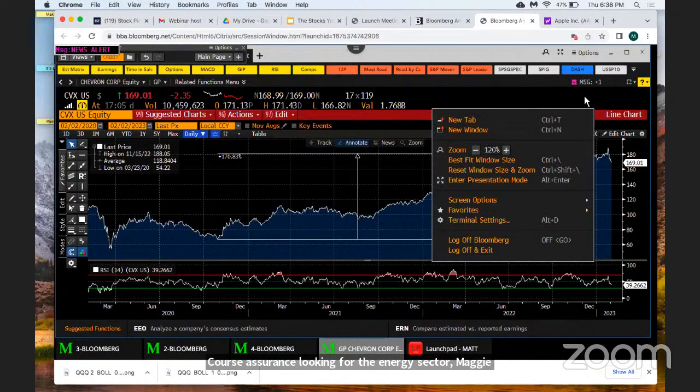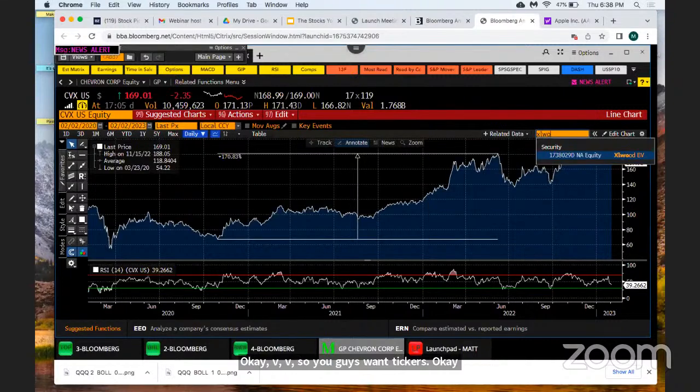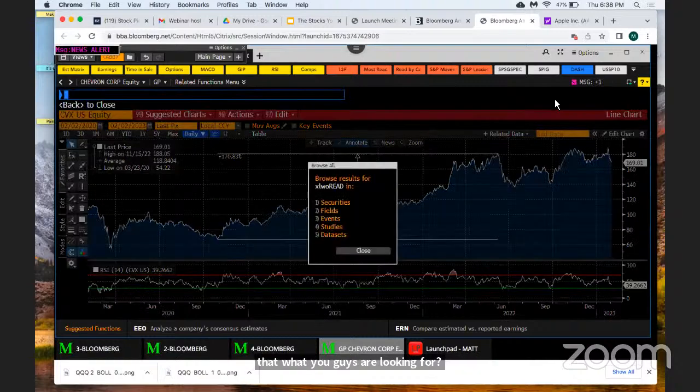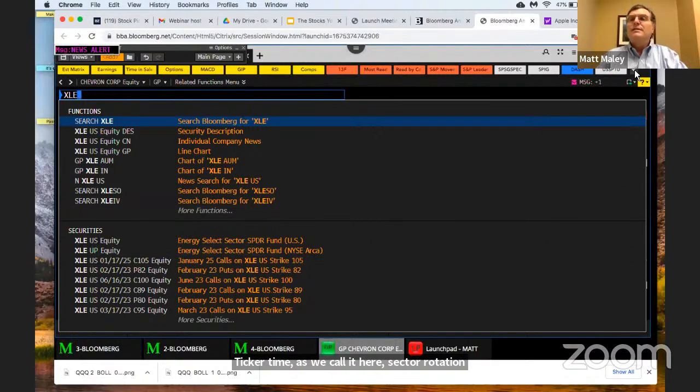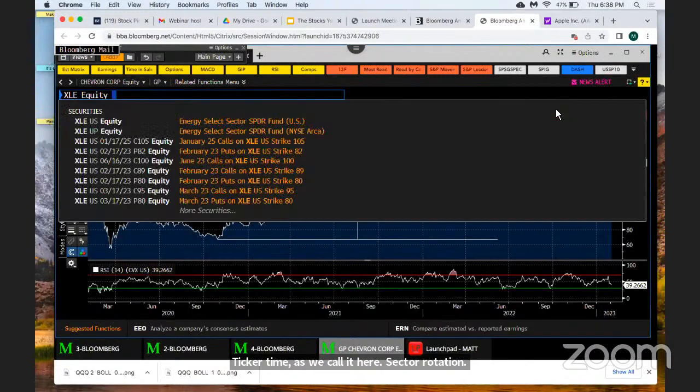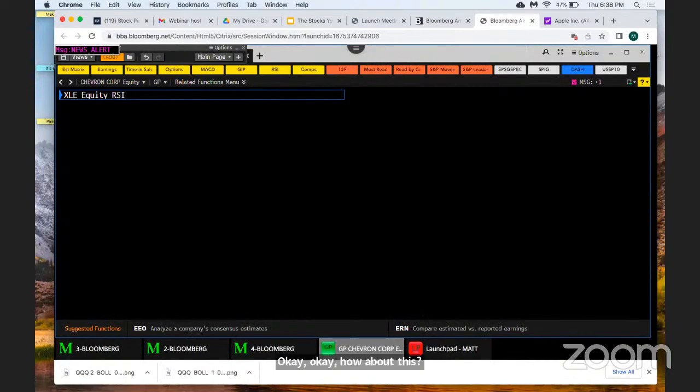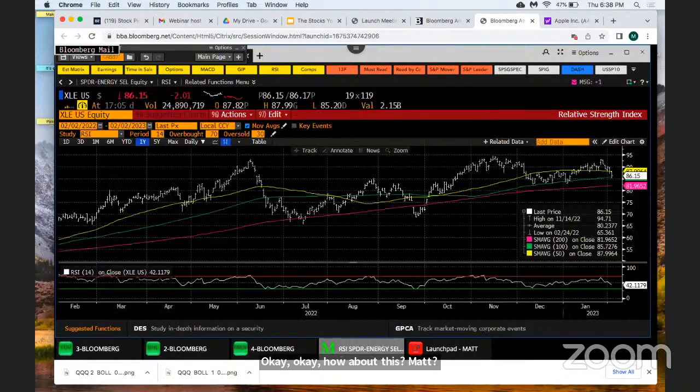Okay, so you guys want tickers? Is that what you're looking for? Ticker time, as we call it here. Sector rotation. Okay, how about this, Matt? What's the sector that you think is the worst and the best? So we will do ticker time, CJ. What's the best sector for you right now and the worst sector for you?